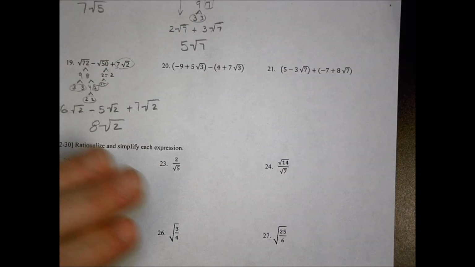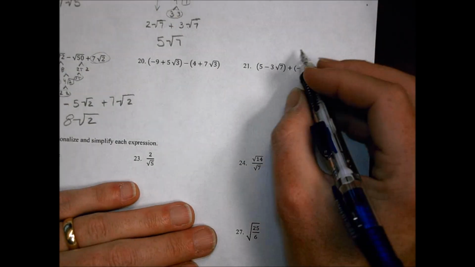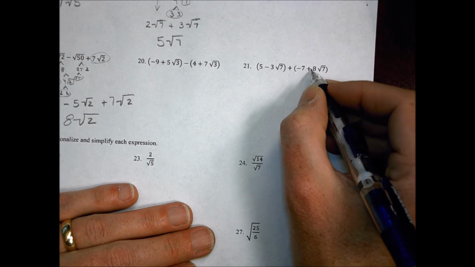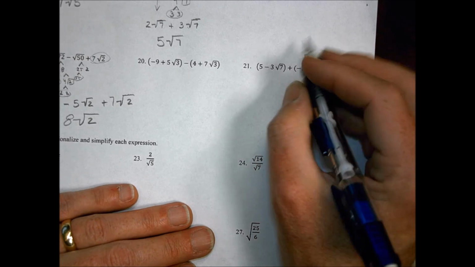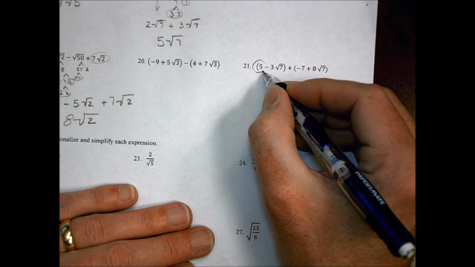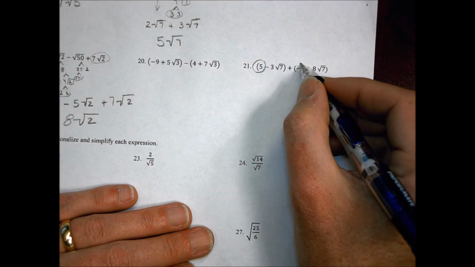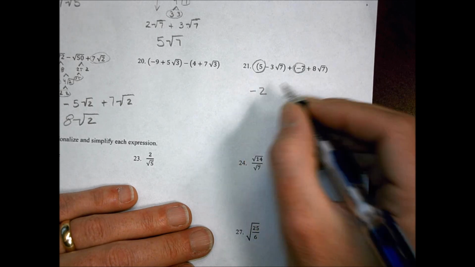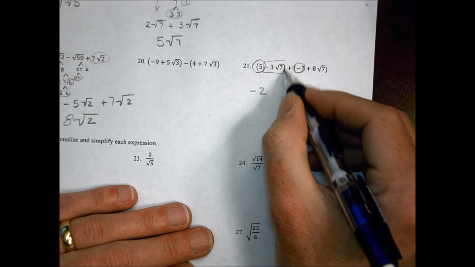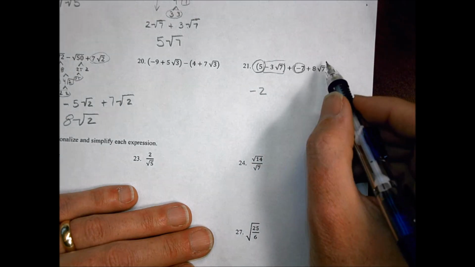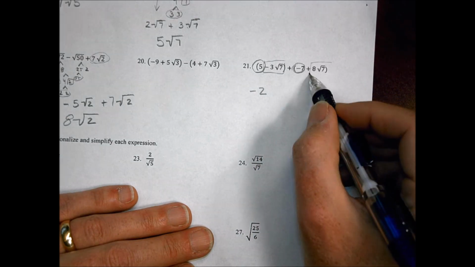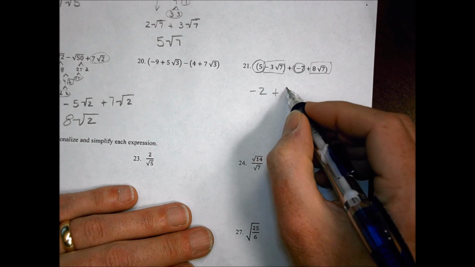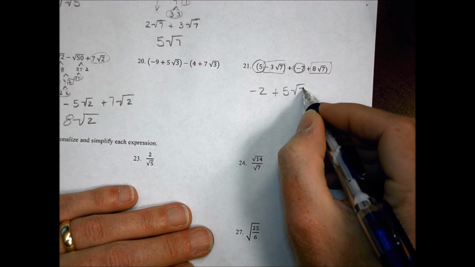Number 21. Our last one here, we have 5 minus 3 root 7 plus negative 7 plus 8 root 7. All right, so our whole numbers, 5 plus a minus 7, I can put together. 5 minus 7 is minus 2. Now I have the negative 3 root 7 plus 8 root 7. So negative 3 plus 8 is a positive 5. And the root 7 just stays a root 7.